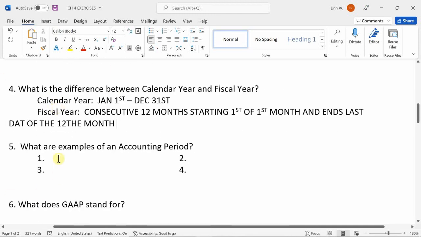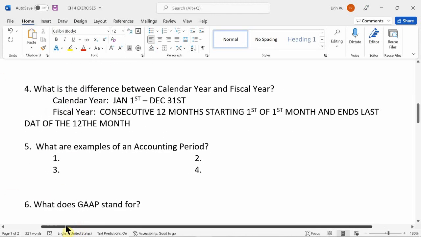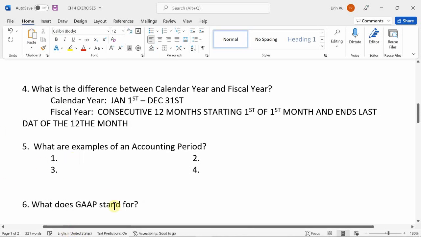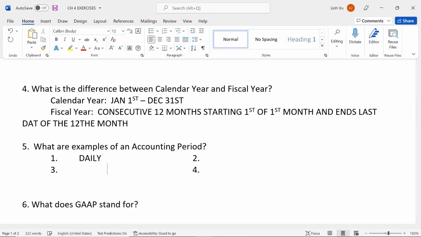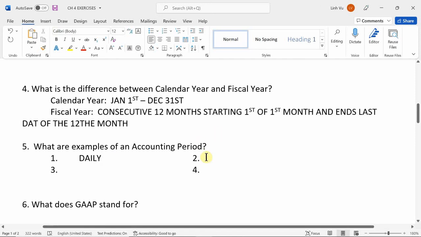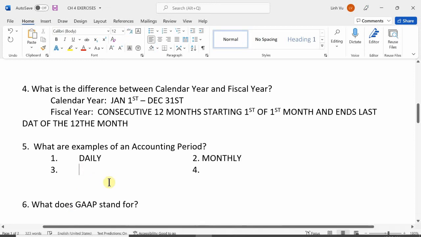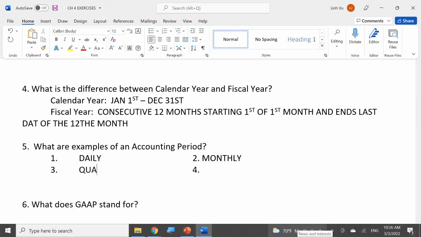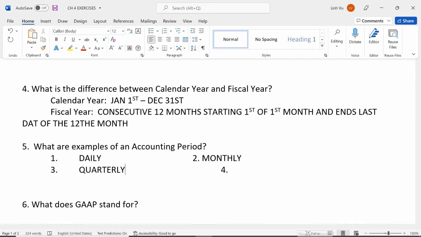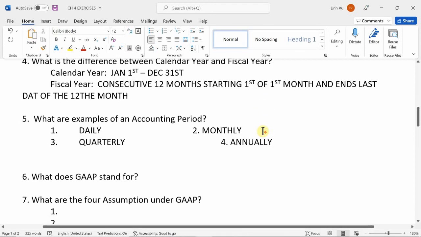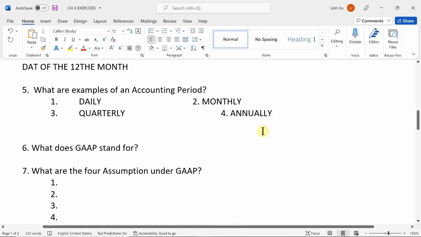Number 3. What are examples of an accounting period? Is it day? Yeah, you can do it every day. Good. Or month, you could do it at the end of the month. Good. Quarter, you could do it at the end of the quarter. Year? Good. Quarterly. And then this one, annually. Good. Number 6. What does GAAP stand for?